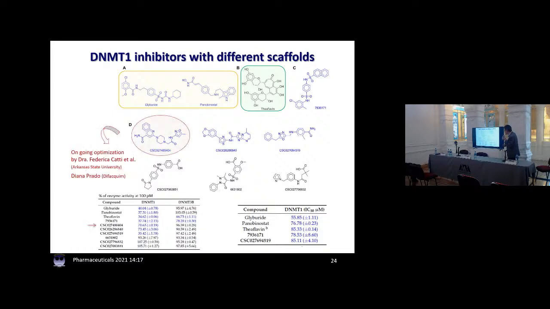Currently, we are collaborating with Federica Catti at Arkansas State University. She has a lot of experience in medicinal chemistry. One student in the lab, Diana Prado, is working on computationally guided optimization of this molecule, and they are now working on the analog synthesis and testing of analogs to improve the activity, which currently is not that impressive.